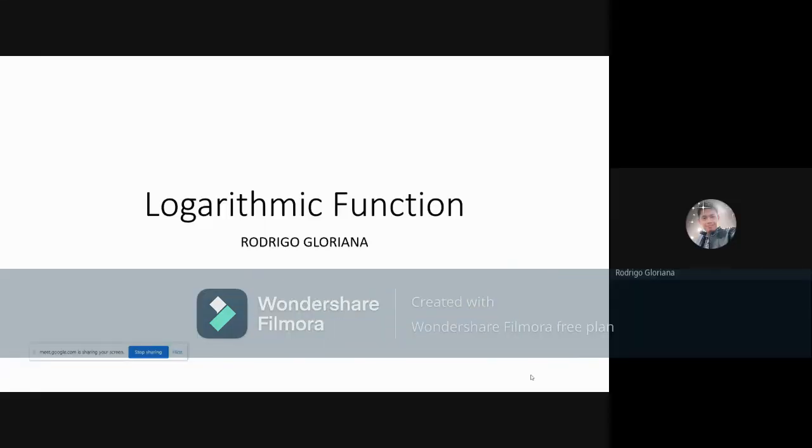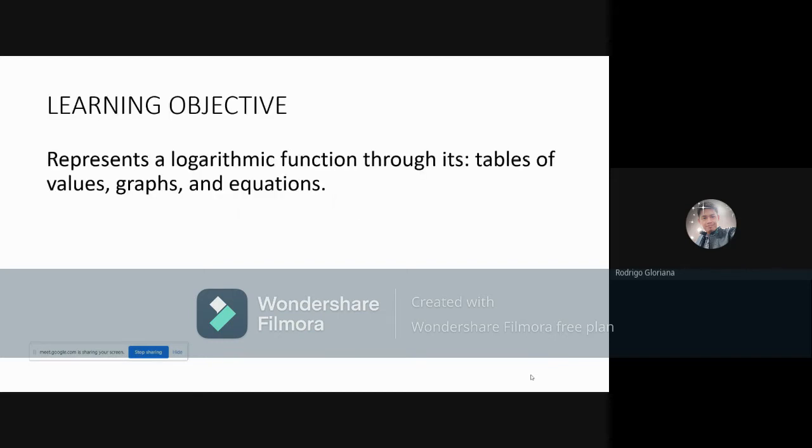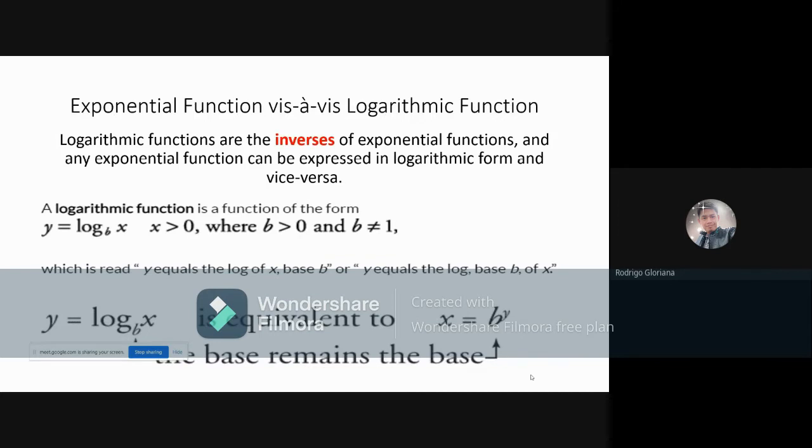Okay, so we'll discuss logarithmic functions. Our learning objective: represent a logarithmic function through its table of values, graph, and equations. If you recall the exponential function, it is the inverse function of the logarithmic function and vice versa. Any exponential function can be expressed in logarithmic form and vice versa.